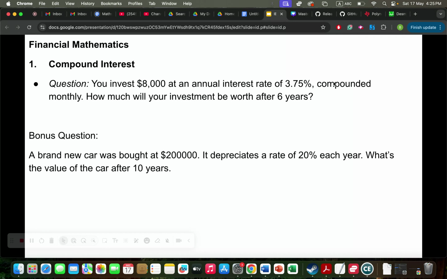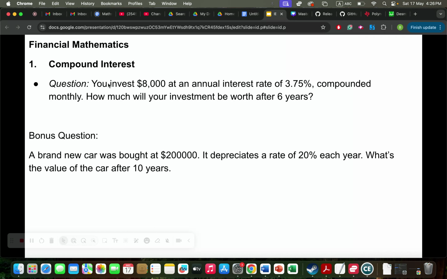Alright, so I'm going to start off with financial maths first, which is about compound interest, and there was a bonus question that you could see on the screen, which is about depreciation. This is definitely exclusive for both the AA and the AI classes as well. So I'm going to quickly show you how I could use the calculator for this question. I'm going to look at the first question about compound interest.